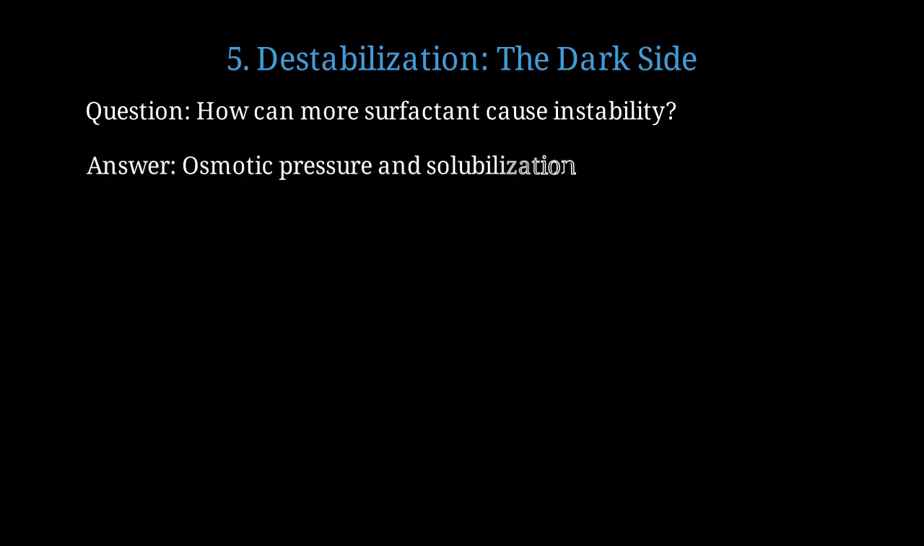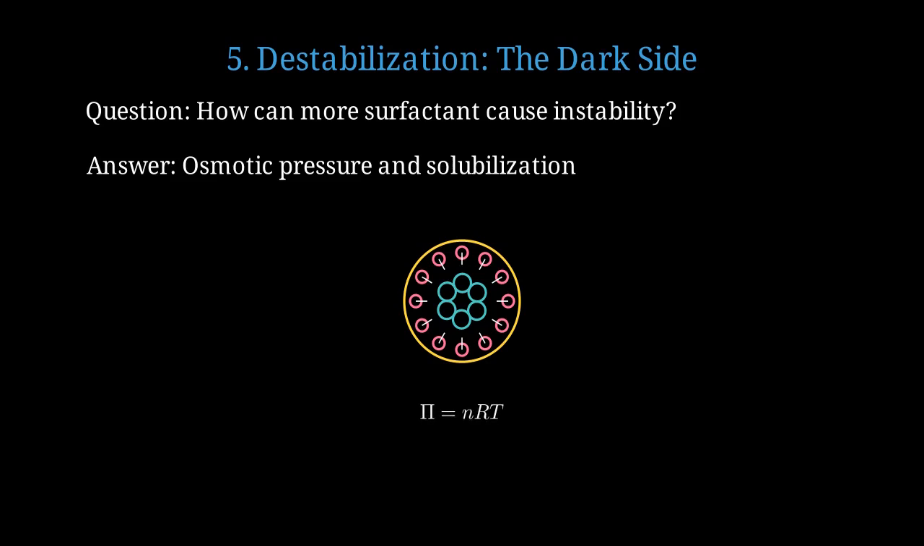The answer lies in two competing effects: osmotic pressure and solubilization. At very high concentrations, micelles can penetrate into the droplet core, swelling it from within and creating osmotic pressure. The osmotic pressure follows the Van 't Hoff equation. Pi equals nRT, where n is the molar concentration of solute particles. At 0.1 molar concentration, the osmotic pressure is about 250 kilopascals. That's more than twice atmospheric pressure, enough to burst droplets.